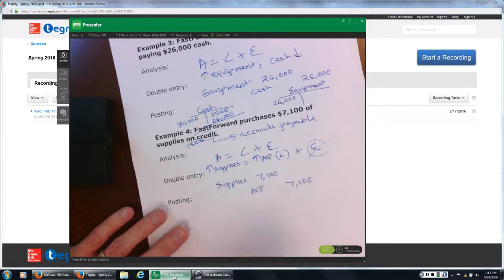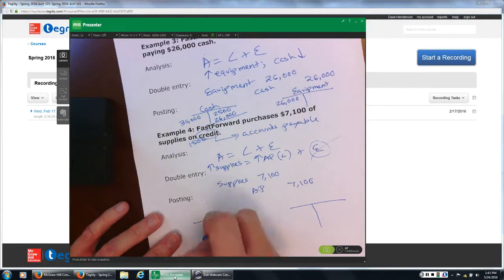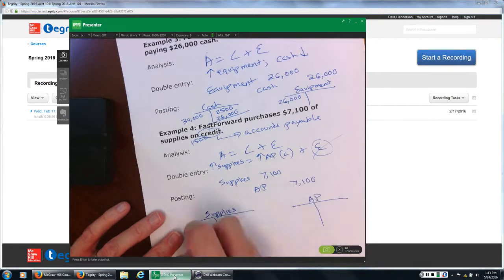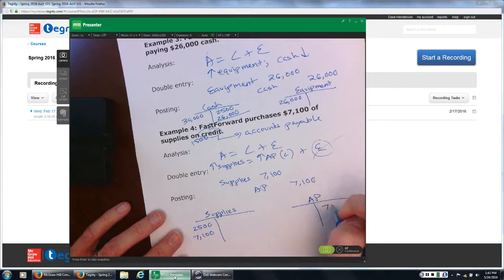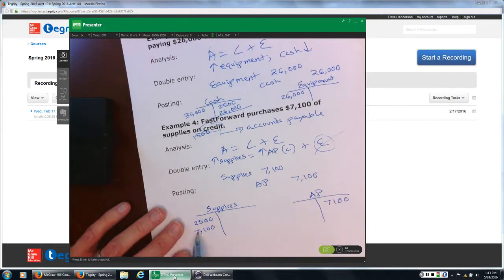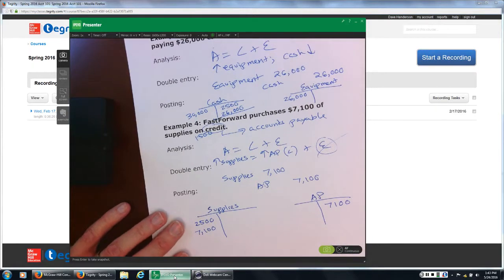Okay? I can come over here and do my T accounts to simulate the postings. I have supplies. And then I have accounts payable right here. So I have my $2,500 that I had in my example 2. And I also bought another $7,100. Okay? And I can come over here and just $7,100. If you wanted to put in the account balance, you could. You would just add these two together, of course, for accounts payable. This would be $7,100. Okay.